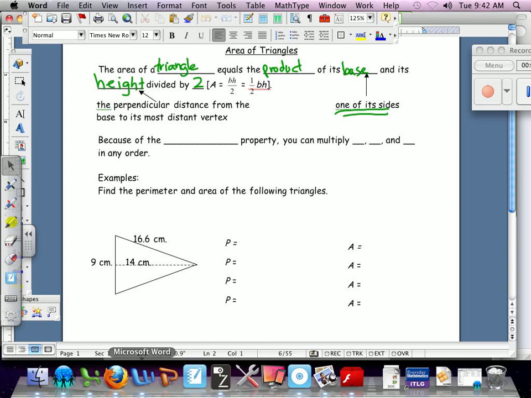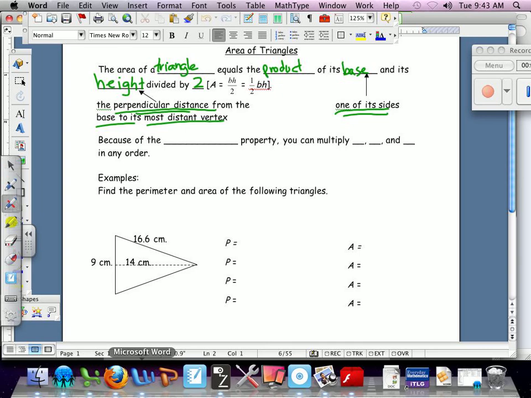So we have to make sure we find a height that gives us a perpendicular distance from the base to its most distant vertex. We always are looking for that perpendicular relationship to figure out which one's the base, which one's the height. And that's another part people mess up sometimes. People often forget to do the dividing by 2 or the times half, so be careful on that.